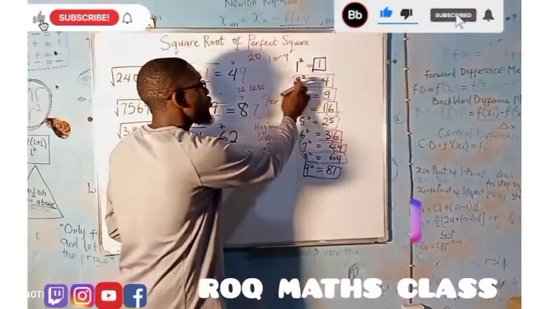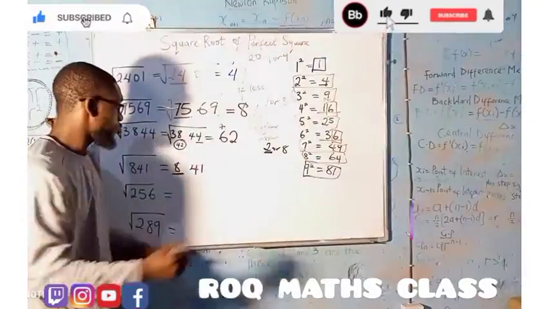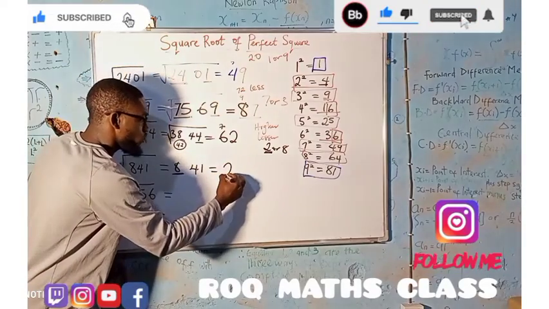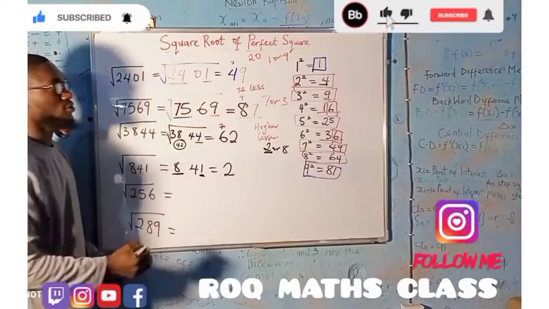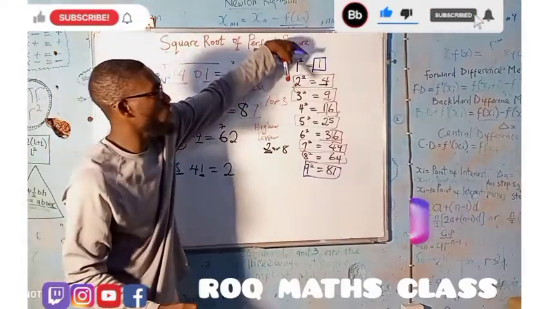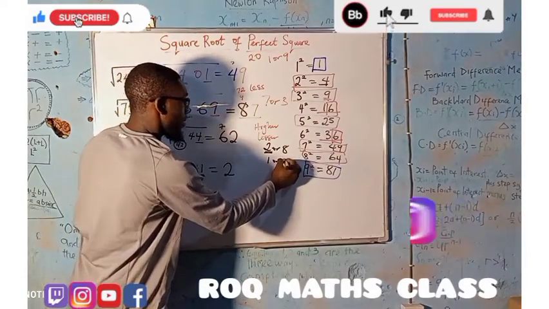Look at it. 2 times 2 is 4. Because 3 times 3 is 9, I would rather go for 2. So my first answer is going to be 2. But what ends this number? 1. So my answer is going to be either 1 or 9. Either 1 or 9.